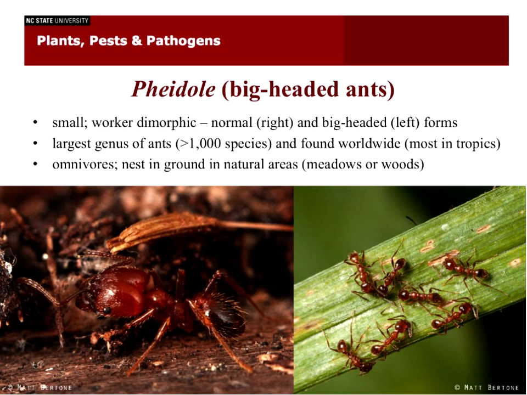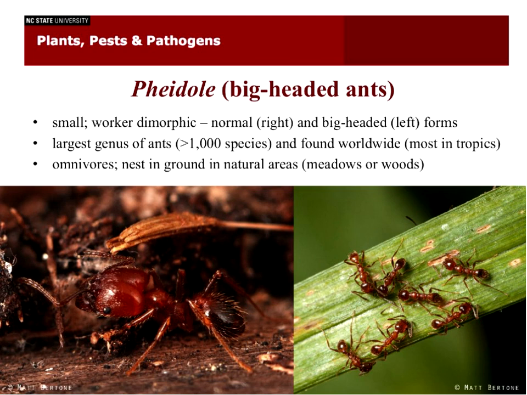It's a little difficult when you just have the minor workers, but the best way to identify them is if you see a lot of workers and you see these regular-looking ants side by side with these larger ants with big heads. That's the best way to identify them as Pheidole. Otherwise, they're a little difficult to identify on their own. They generally have smallish eyes, and they're usually amber or brown.